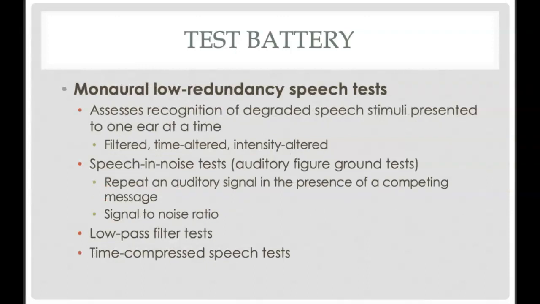Okay, monaural low redundancy speech. There's different ways to do it. The low pass filtered is one of the common ones. You can also present speech and noise, or time compressed speech. So instead of the sentence being 3 seconds long, if it's 50% time compressed, it's now 1.5 seconds long. So it reduces the redundancy in the speech signal. It makes it more difficult.